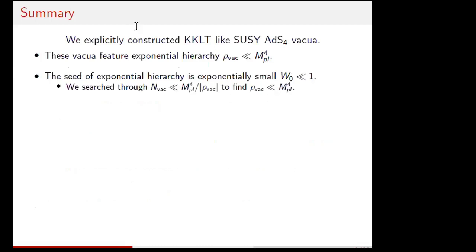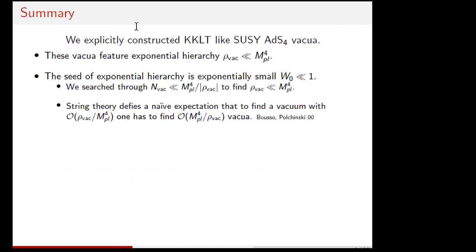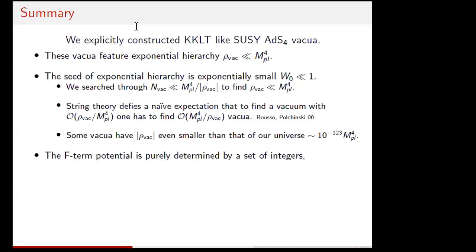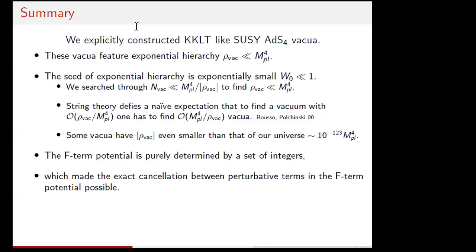And a quite surprising thing to me is that in order to find an exponentially small CC, we didn't have to find exponentially many vacua. We had to find polynomially many vacua. And even so, some of the vacua we found have even smaller CC than that of our universe, although the sign is wrong. The reason why this was possible is that the F-term potential in string compactification is purely determined by a set of integers, so that the exact cancellation between terms is not supernatural.